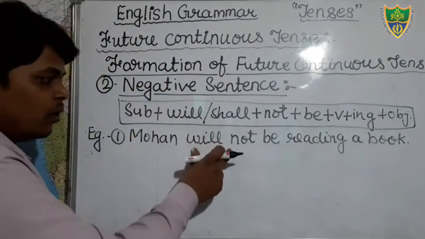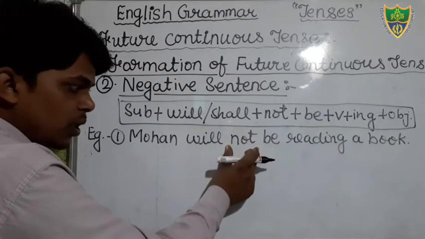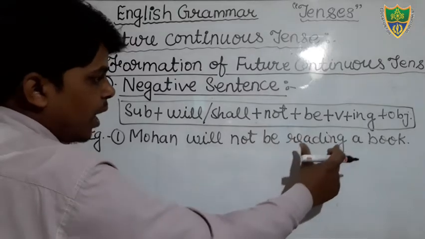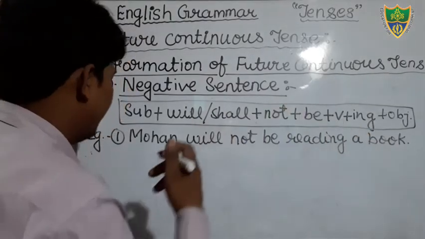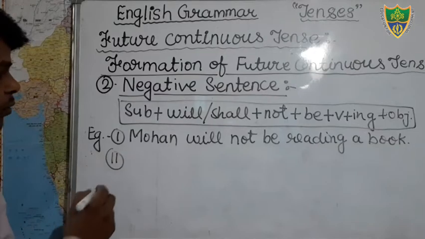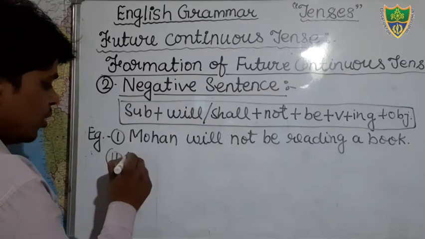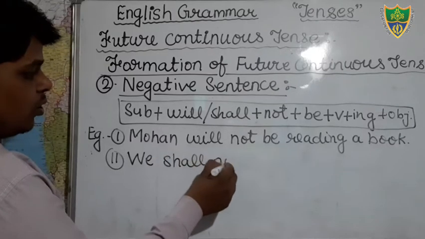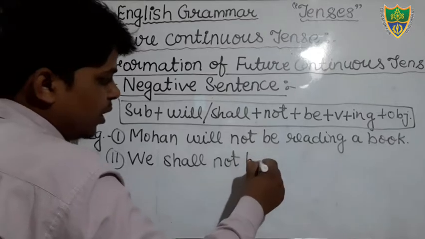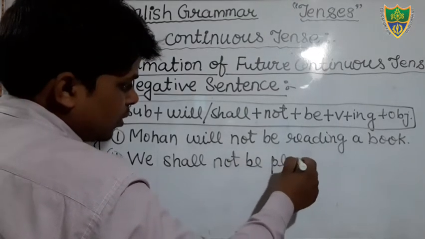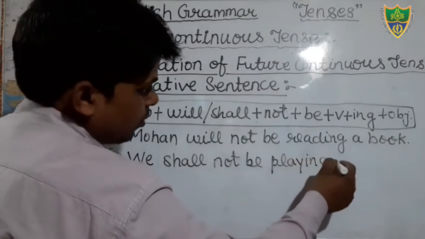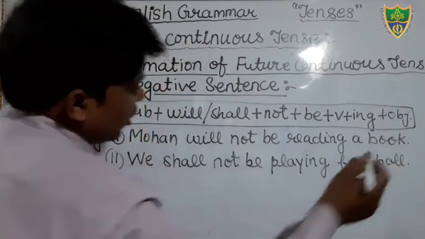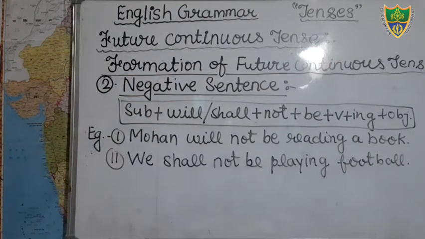The subject is here, the helping verb is here, then the negative word is there, then the be form, be is here, then the verb, in which I have added ing, and that is your object. And one more sentence we can see. We shall not be playing football. You can see here, we shall not be playing football.